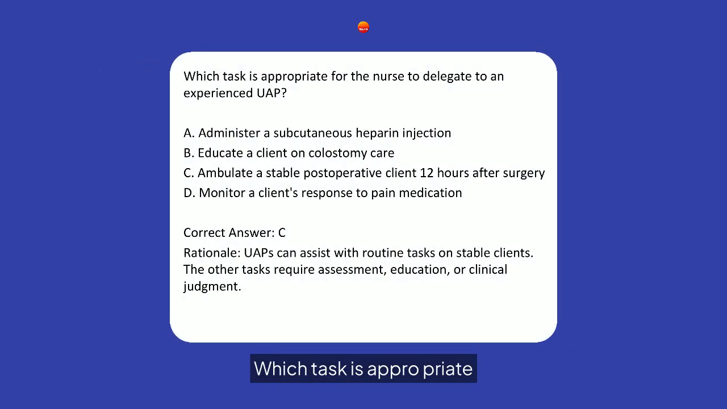Which task is appropriate for the nurse to delegate to an experienced UAP? The correct answer is C. Ambulate a stable post-operative client 12 hours after surgery. Rationale: UAPs can assist with routine tasks on stable clients. The other tasks require assessment, education, or clinical judgment.